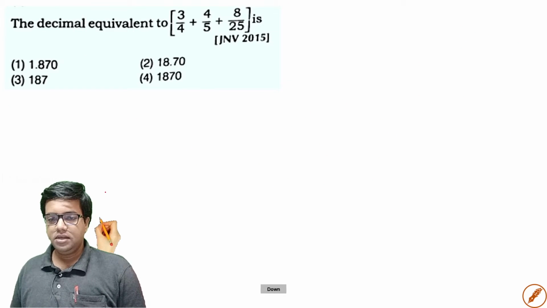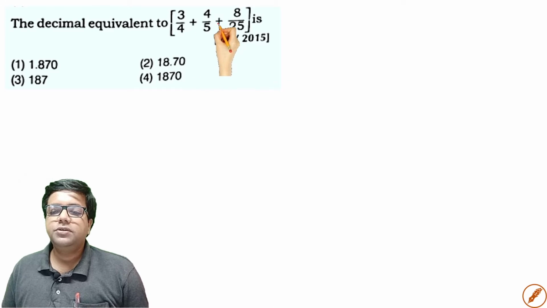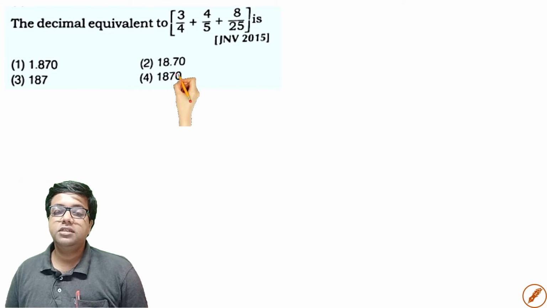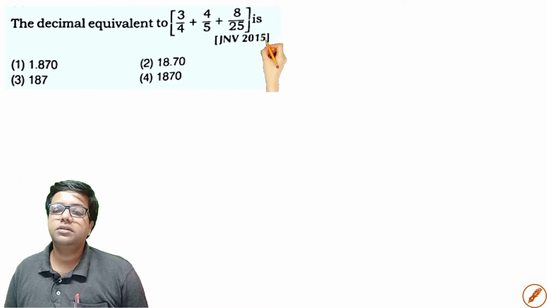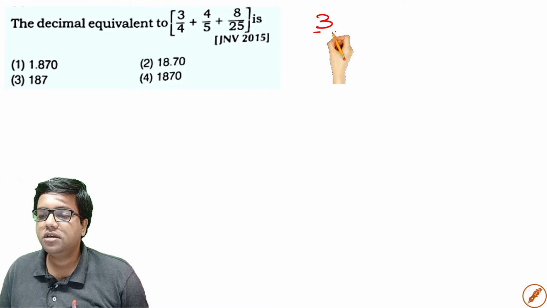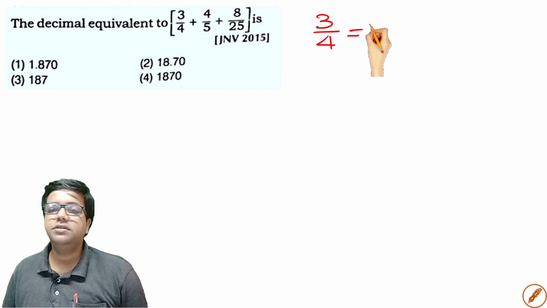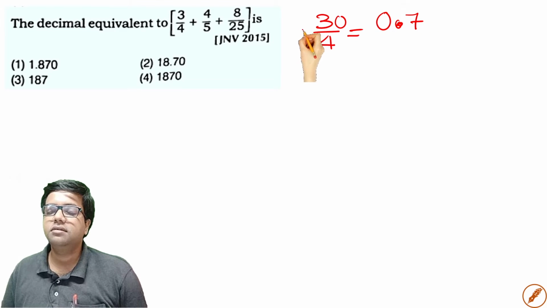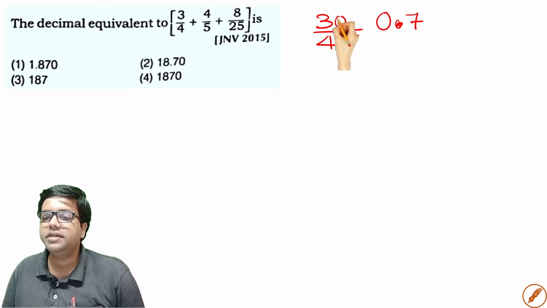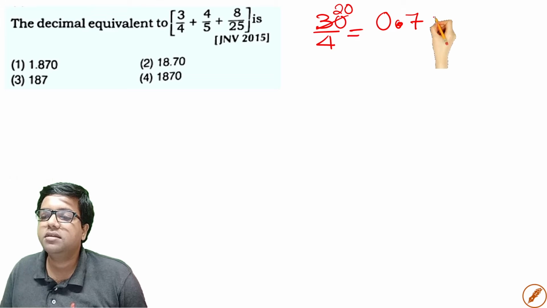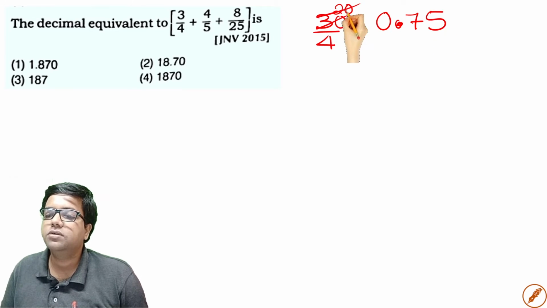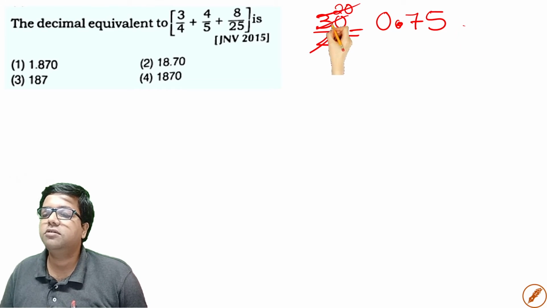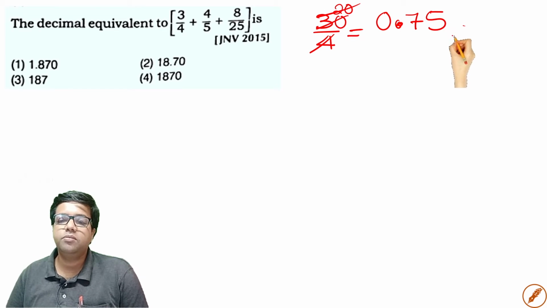Right. The decimal equivalent to this figure. Okay, let's do this. 3 by 4. If I do the division in the direct method, I will keep a 0, I will keep a point, 0 point. 4 7s is 28, right? 4 7s is 28. So 2 is remaining, I will keep another 0. 4 5s are 20. This goes. 3 by 4 will give me 0.75.